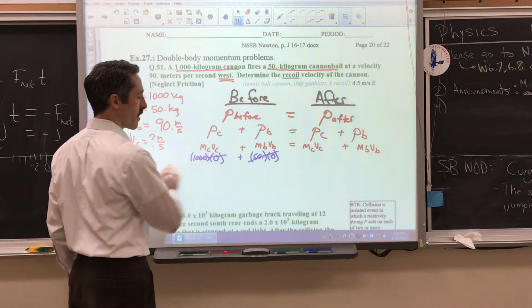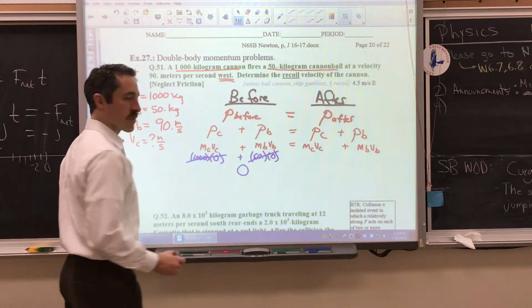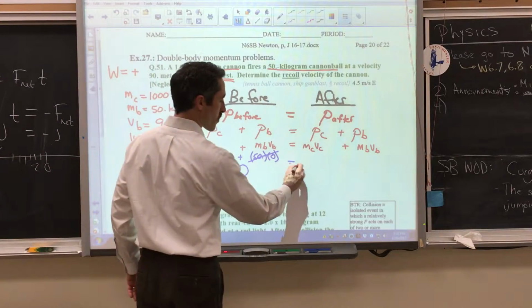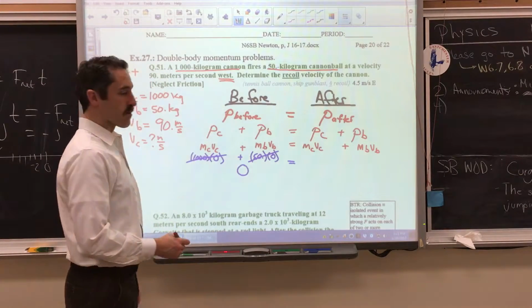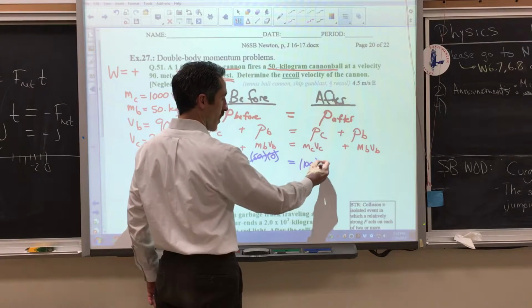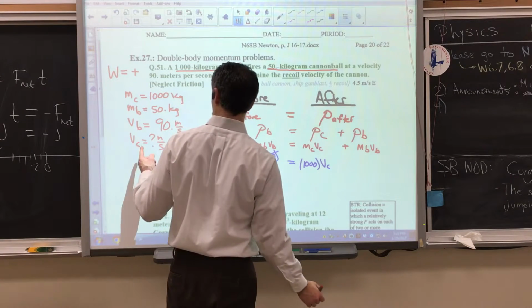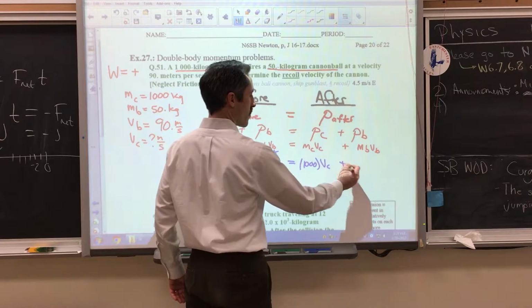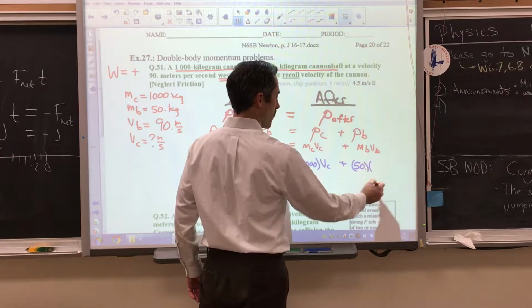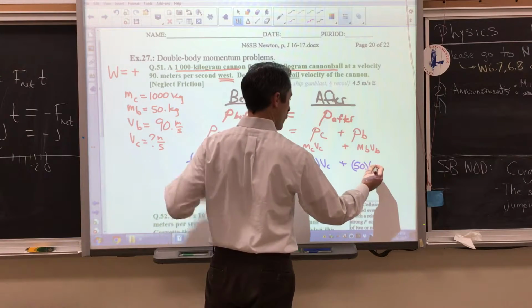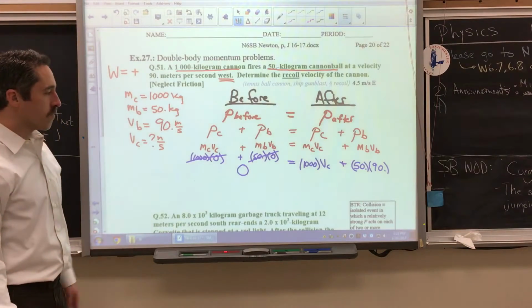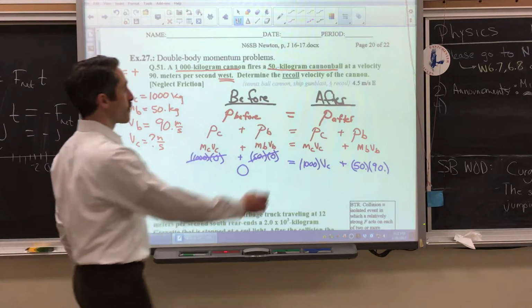Both these are 0, you can hash them out right away. This whole side is 0. That 0 matters though. Don't write nothing, you have to write 0. Equals, because we have equality here and we still have to do algebra. The mass of the cannon, still 1,000 kilograms, times its velocity after, well, we don't know what that is, that's actually the question, plus the mass of the ball, 50 kilograms, times its velocity after, which we know to be 90 meters per second.